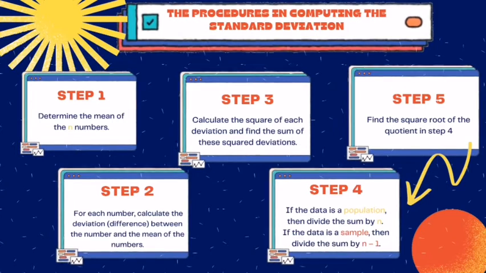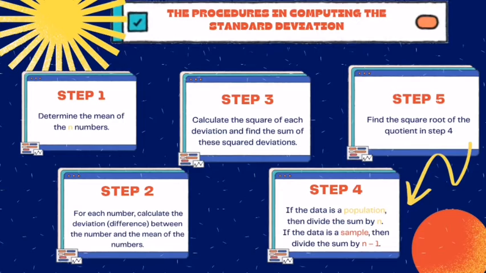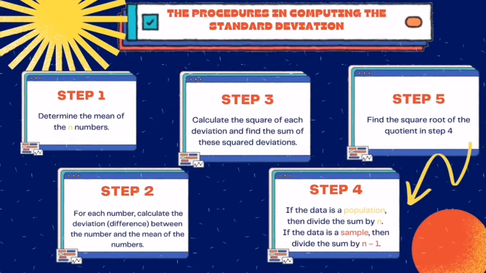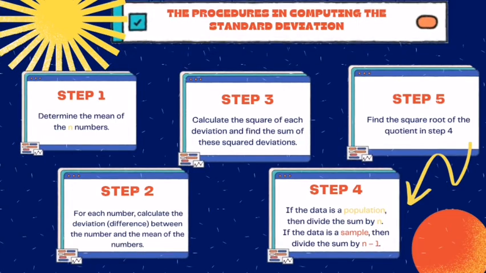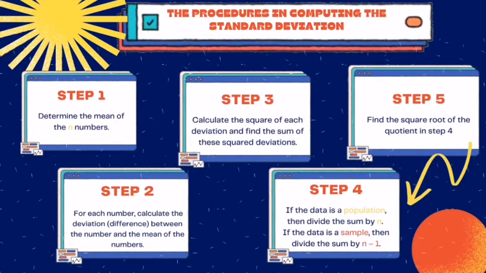Let's have the 5 steps in computing the standard deviation. Step 1, determine the mean of the n numbers. Step 2, for each number, calculate the deviation, or the difference between the number and the mean. Step 3, calculate the square of each deviation and find the sum of these squared deviations. Step 4, if the data is a population, divide the sum by n. If the data is a sample, divide the sum by n minus 1. Step 5, find the square root of the quotient in step 4.